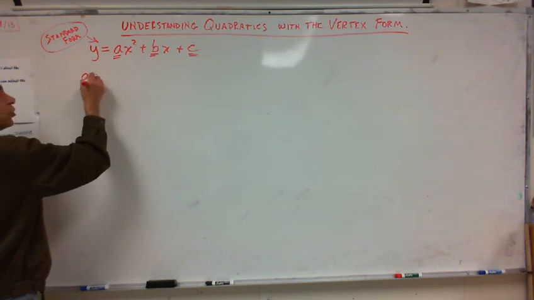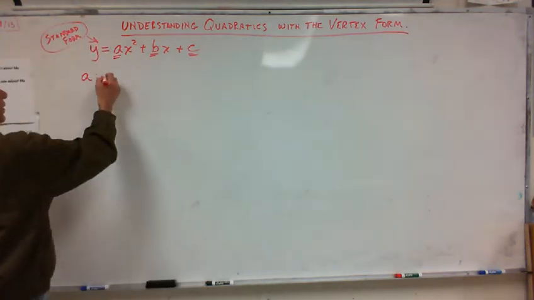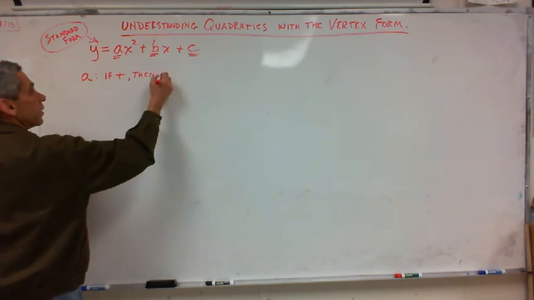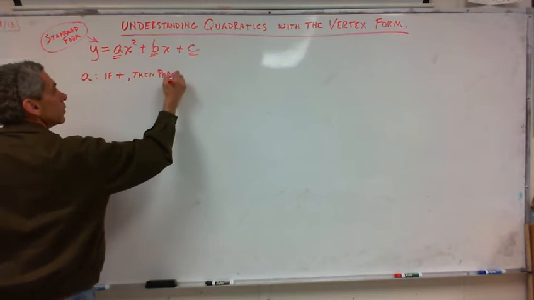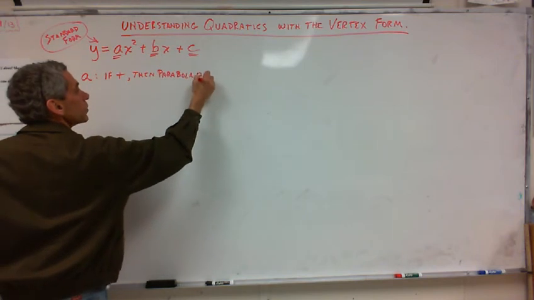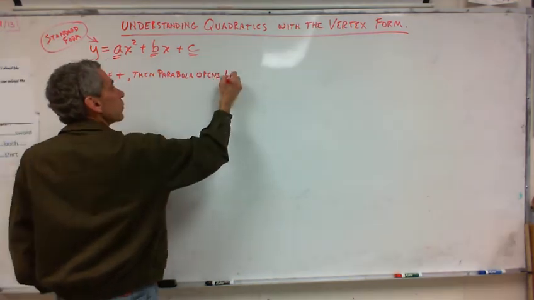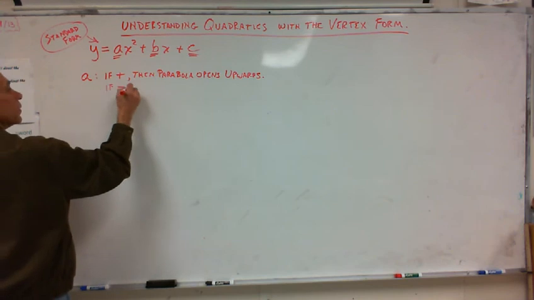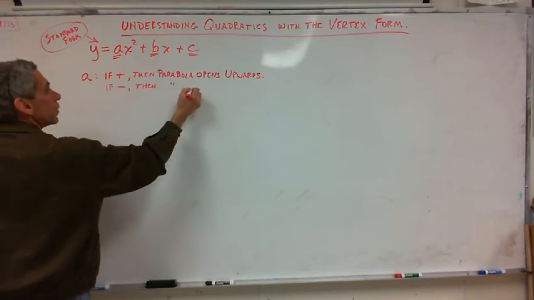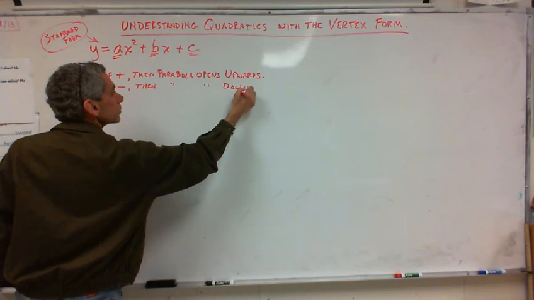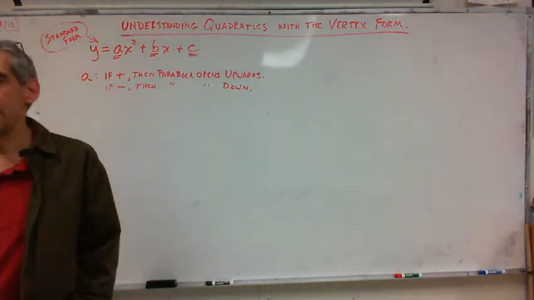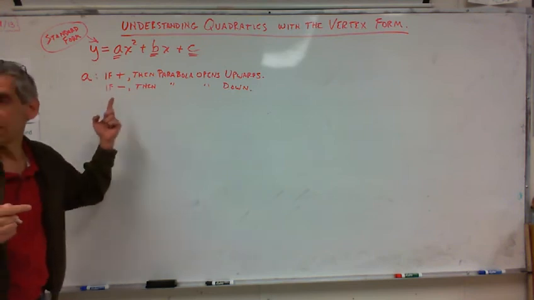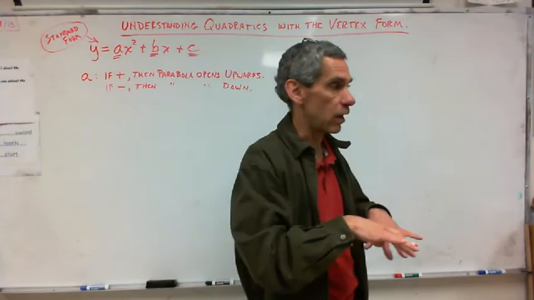The a. There's 2 things. First of all, if a is positive, then a parabola opens which way? Upwards or downwards? Upwards. Okay? If negative, then the parabola opens down. Right? But there's one other thing that a does. That's just really the sign. The sign of a means it's going to be a happy face or a frowny face, right?